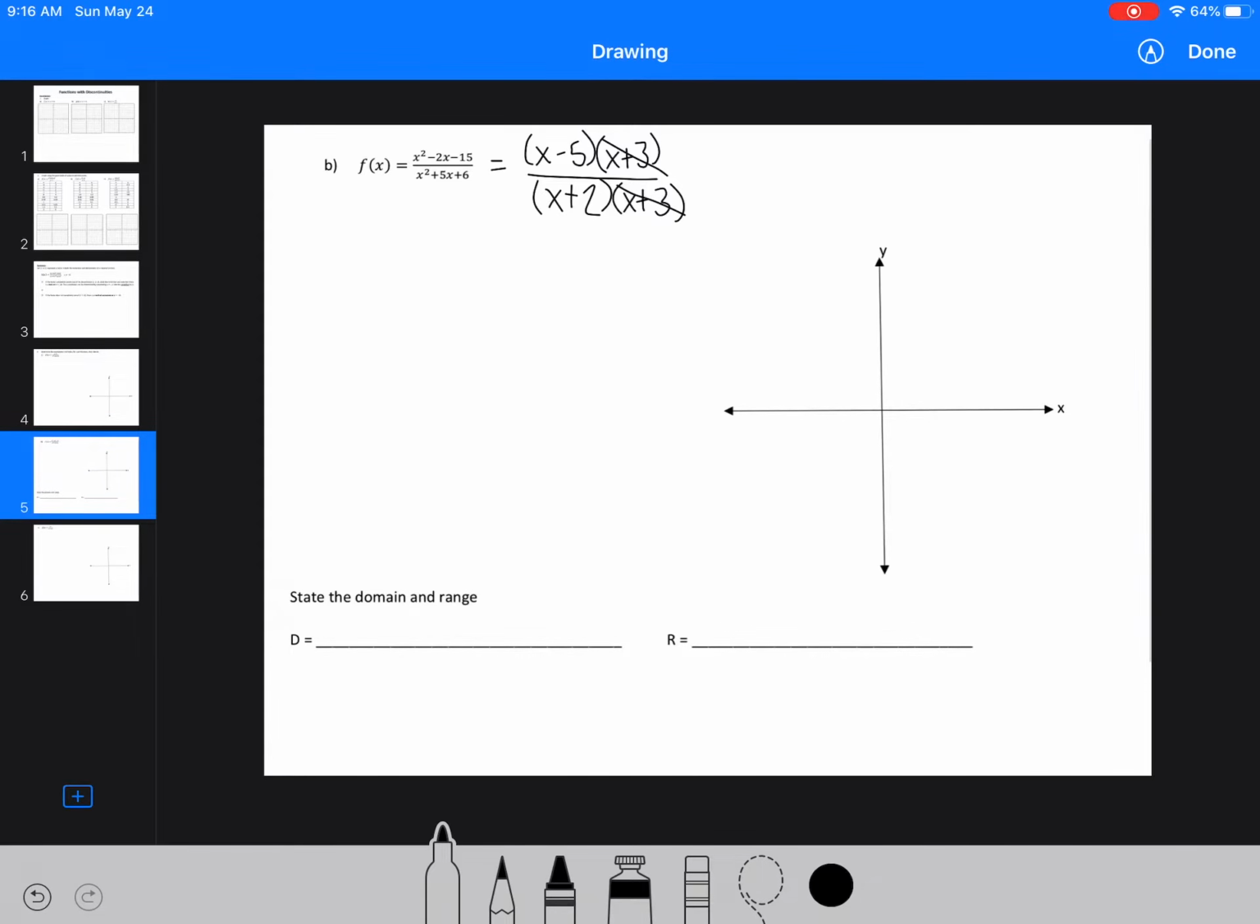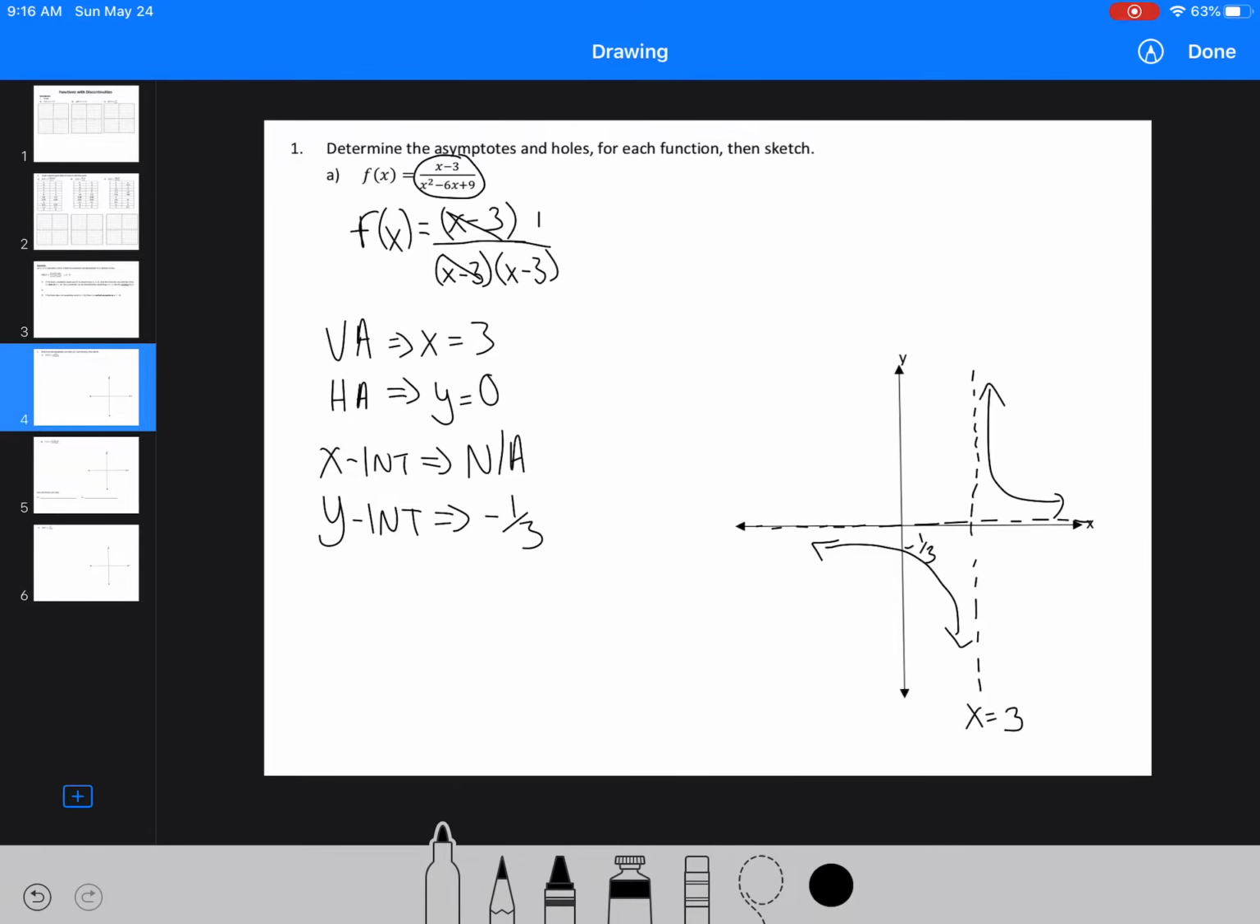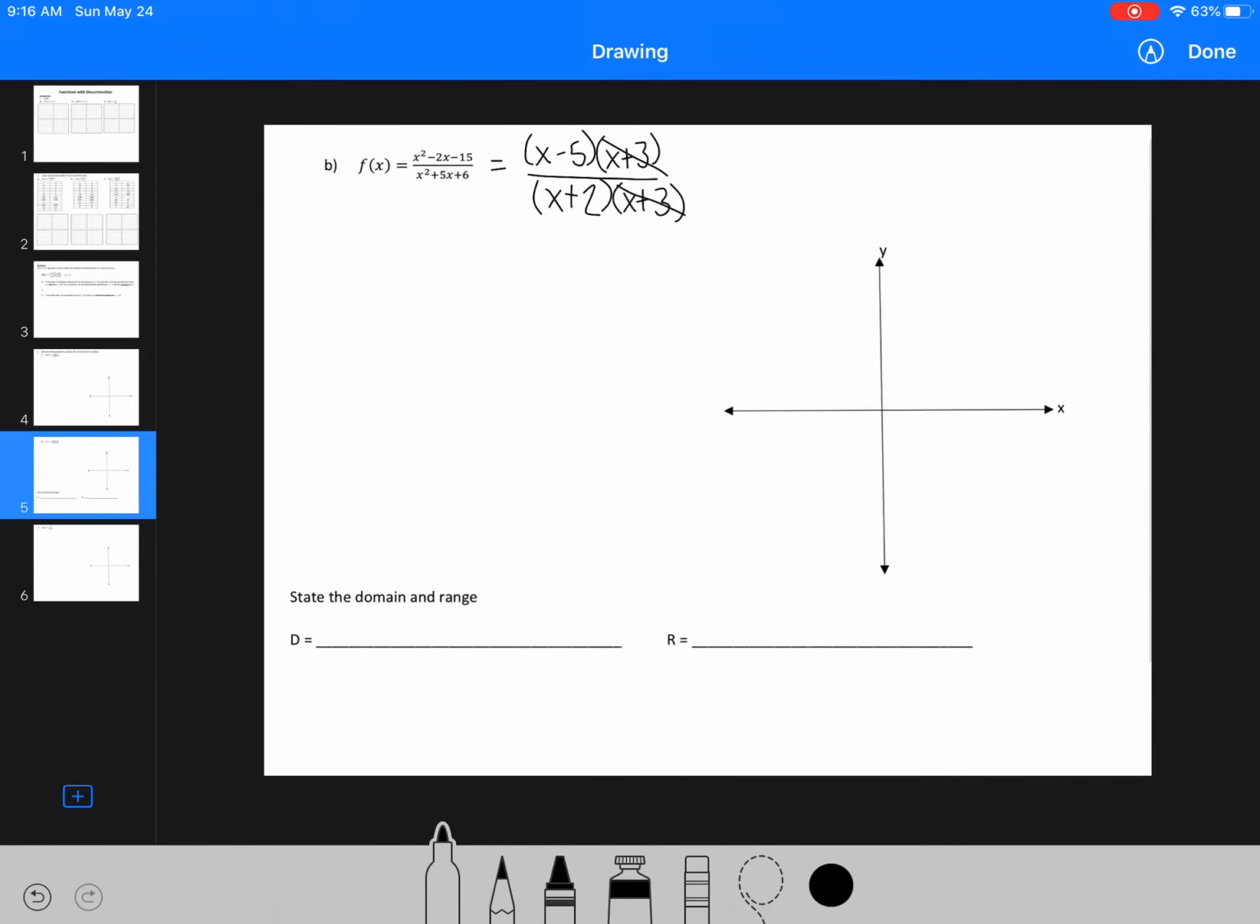So now what this means is, in the last one, if you looked at it, we didn't cancel all the x minus 3's from the bottom, so it wasn't a hole, it wasn't a discontinuity. Here, we've canceled all of the x plus 3's from the equation. So what that means is we have a hole at x equals -3. Then we've got a vertical asymptote at x equals -2. We've got a horizontal asymptote.